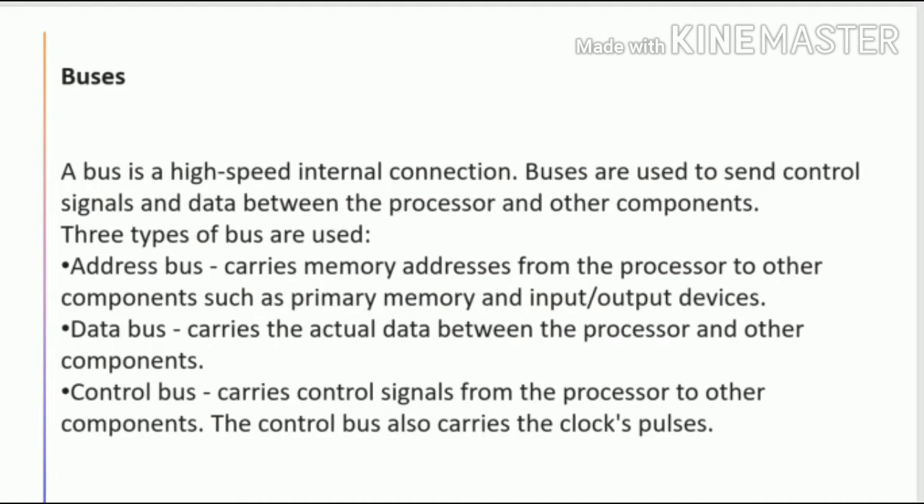Next is buses. A bus is a high-speed internal connection. Buses are used to send control signals and data between the processor and other components. Three types of bus are used. The address bus carries memory addresses from the processor to the other components, such as primary memory and input and output devices. The data bus carries actual data between the processor and other components. The control bus carries control signals from the processor to the other components. The control bus also carries the clock pulse.